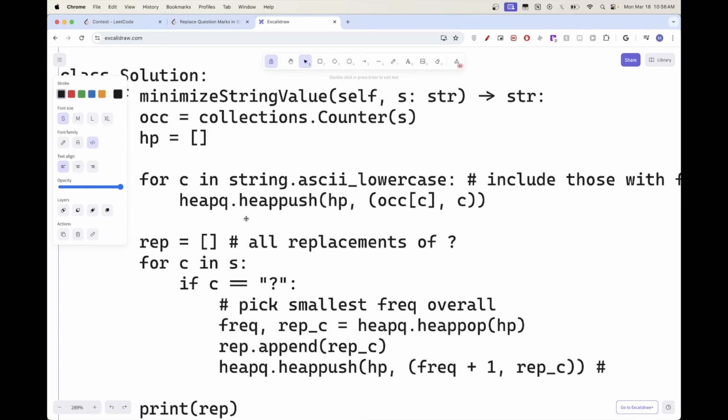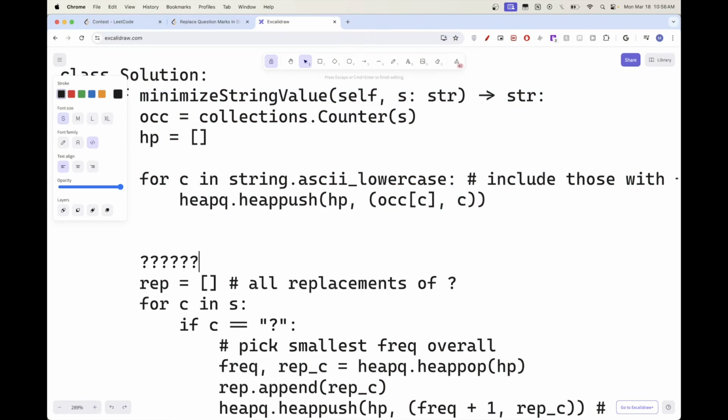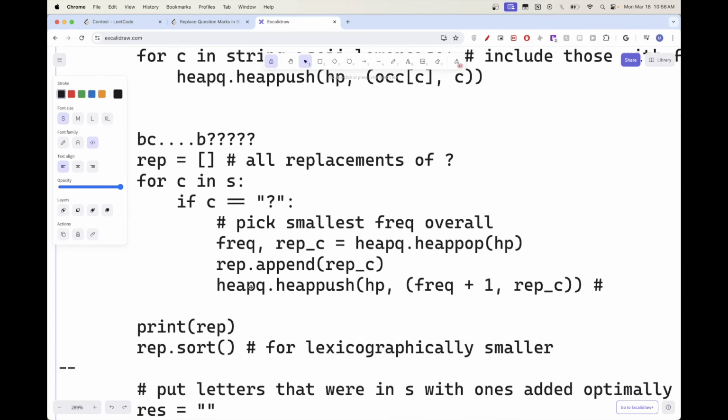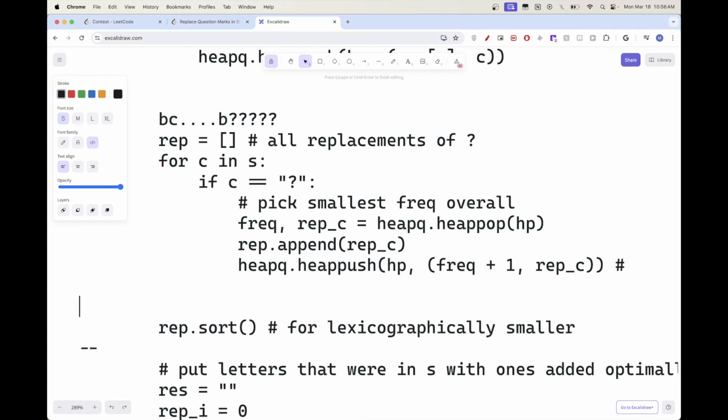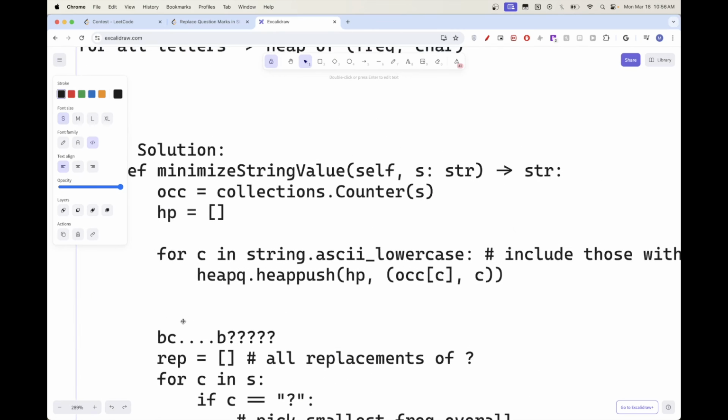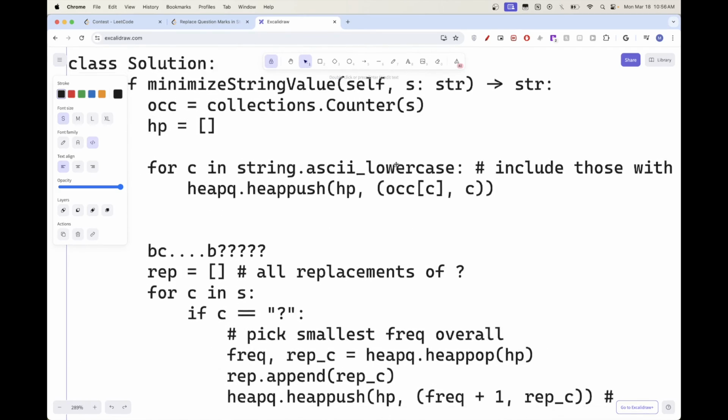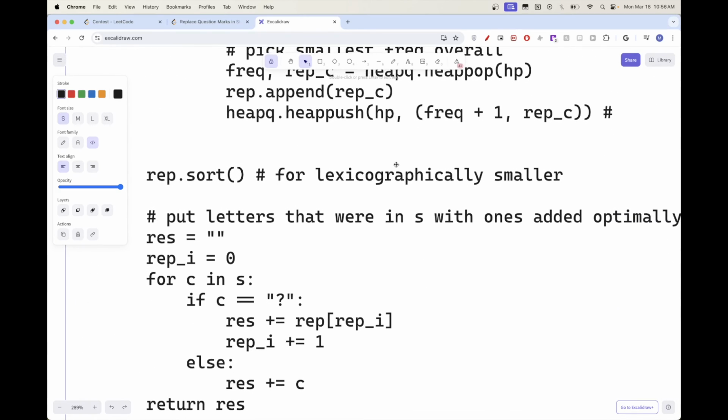But if it's the smallest, let's say we have a lot of question marks and we added a lot of letters, and now each of them has a frequency of 2. Then it makes sense to add B again because it's the smallest lexicographically. It will increase the cost, but any other letter will increase the cost, and so it makes sense to take the smallest one. Okay, so that's the other thing here. Okay, so now, as I said, we sort. This is to take care of this case, ZA to AZ, and get the lexicographically smaller.